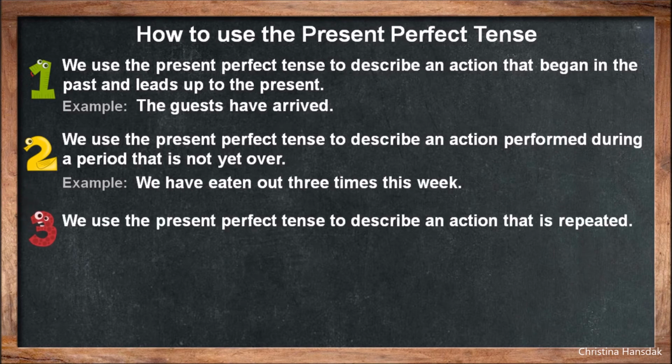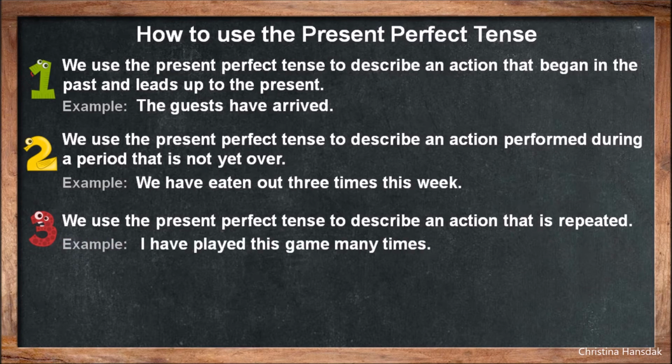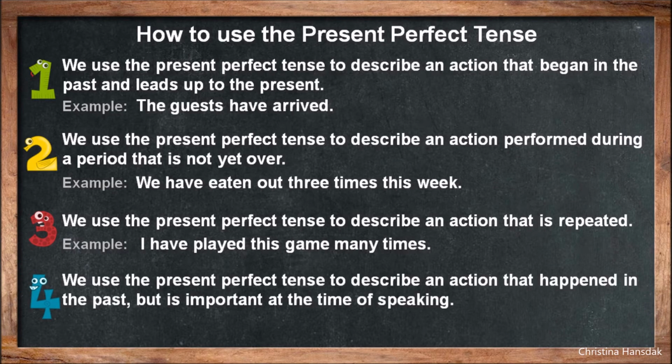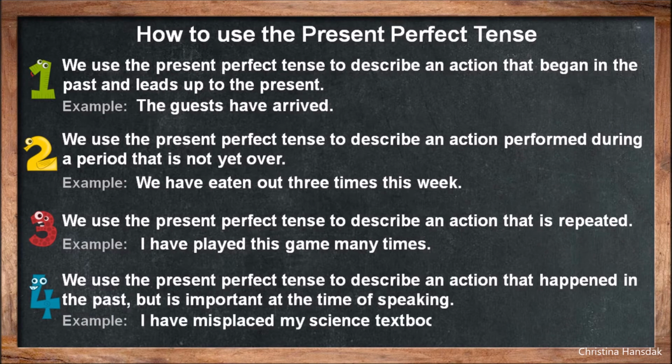Point number 3. We use the present perfect tense to describe an action that is repeated. Example, I have played this game many times. Point number 4. We use the present perfect tense to describe an action that happened in the past but is important at the time of speaking. Example, I have misplaced my science textbook.